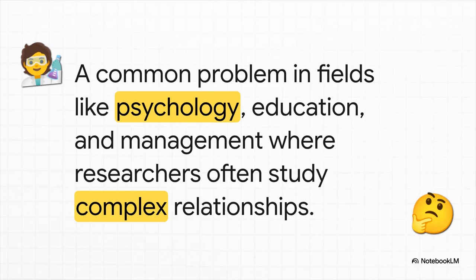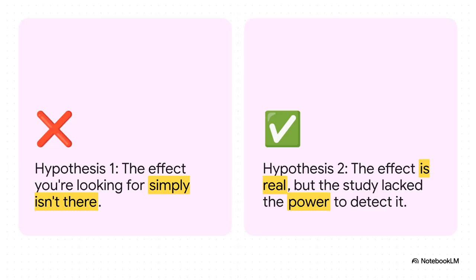Researchers would come up with these hypotheses that made perfect sense on paper, but when they looked at the data, poof, the effect was gone. It was like promising ideas were just constantly hitting a brick wall. So you're left with two possibilities. The first one's pretty simple. Hey, maybe the theory was just wrong. The effect you were looking for isn't actually there. But the second one, that's where it gets interesting. What if the effect is real, but your study was like a blurry camera? It just didn't have the power to get a clear picture.